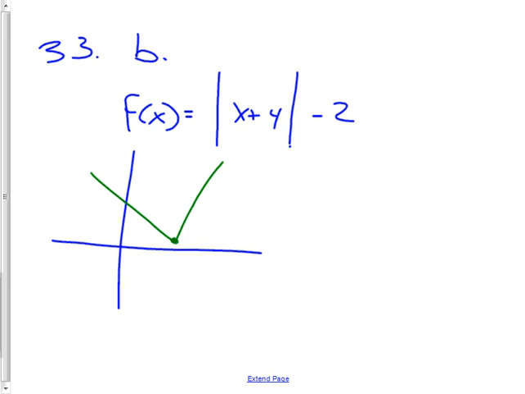First of all, you could do this two ways. I'm going to show you the easy way. The easy way is to just think what the picture looks like. It's a V shape that's been moved. Where did it get moved? Left 4 and down 2. Do you get that this makes this point right here (-4, -2)?